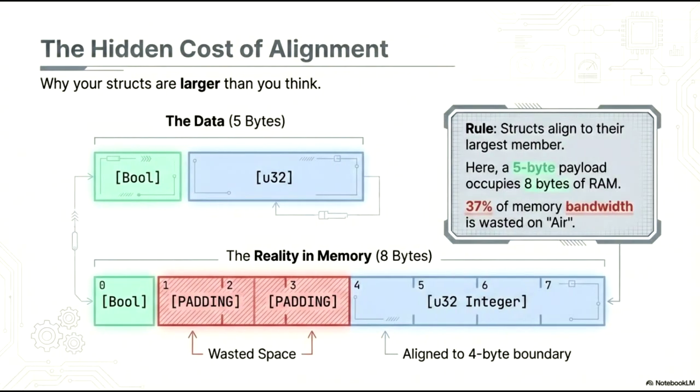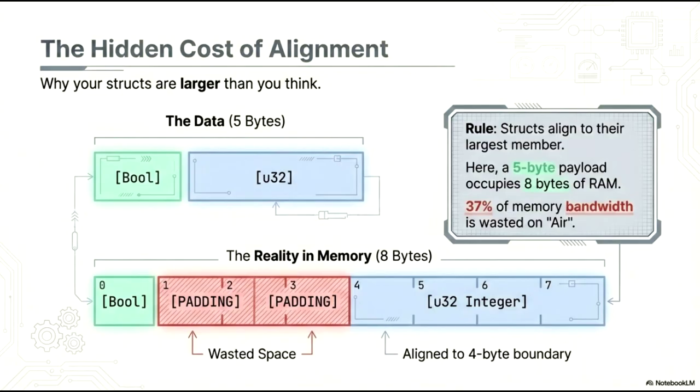Understanding the physical layout of data in memory is vital for performance optimization. While a struct containing a Boolean and a 32-bit integer represents 5 bytes of actual data, its footprint in RAM is often much larger. This is due to the fundamental rule of alignment. Structs align their members to the size of the largest element. In this example, the U32 integer requires a 4-byte boundary. Because the Boolean occupies byte 0, the system cannot place the integer at byte 1. Instead, it must skip ahead to byte 4 to maintain alignment.